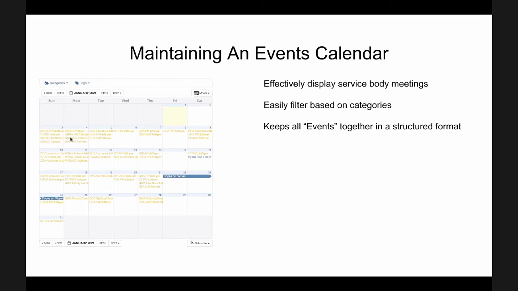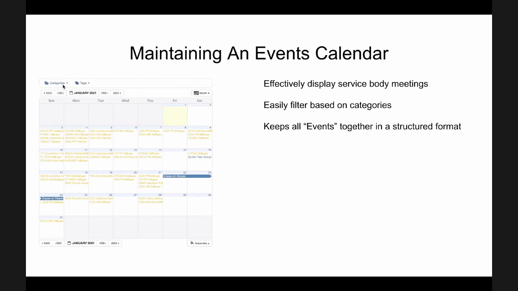So in the yellow, you can see all of our ASC meetings. So we have PR, we have an area service meeting, literature subcommittees. Those are all in there. So what having an events calendar will do is give you a way to keep all your events, in quotes, together. You don't have service commitments sitting over here and area activities sitting over here. It's all together and you can easily filter through it.